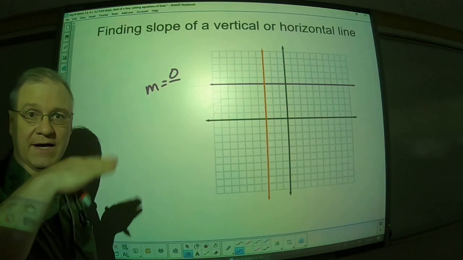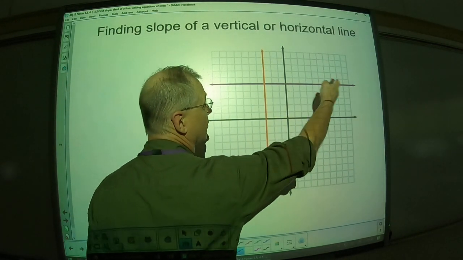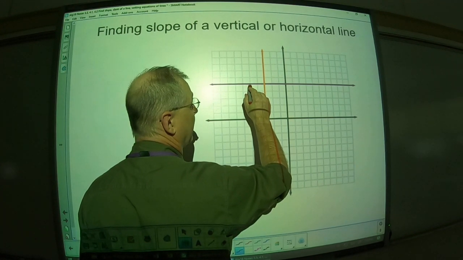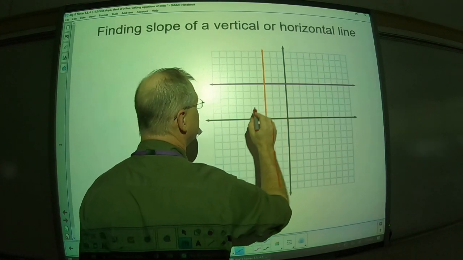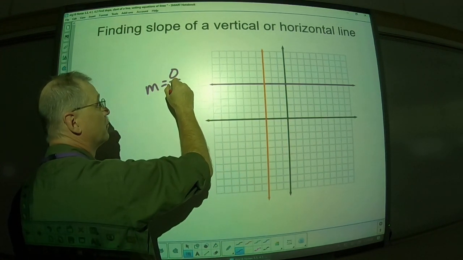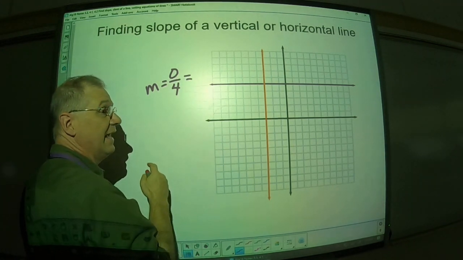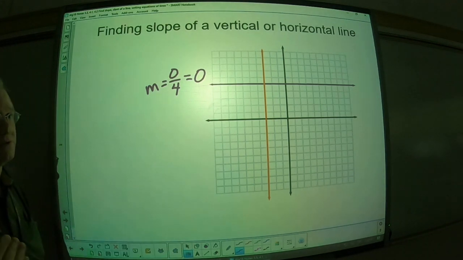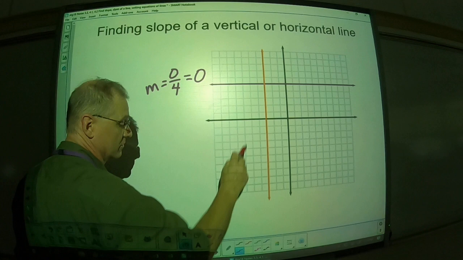No movement up or down, and the rise is on top. The run is all kinds of different values, right? So it doesn't matter. It could be here, or it could be here, or the points could be here. I could put any number that I want there, but in the end, 0 divided by a number is 0, other than 0 itself. So that would be your slope for a horizontal line.